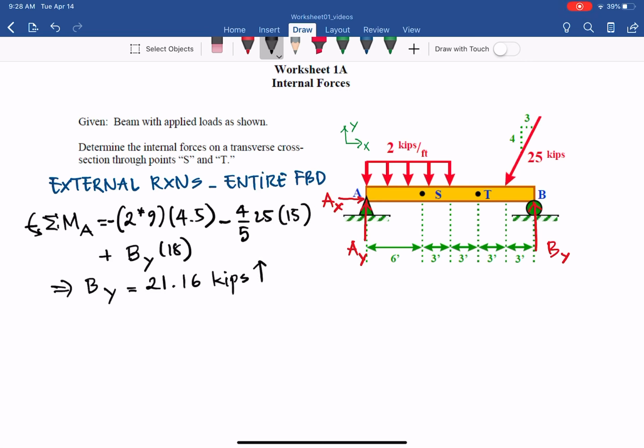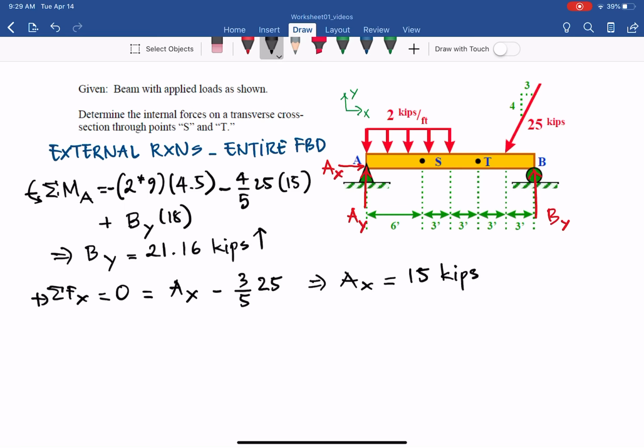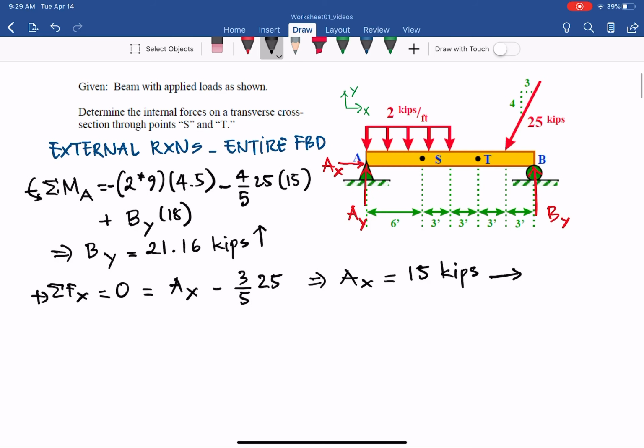And then similarly we can go ahead to find out the sum of all the force in x direction, assume going to the right, equals 0, so we have AX minus 3/5 of 25 kips, and from that we can have AX equal to 15 kips, positive based on our assumed direction, so it goes to the right.